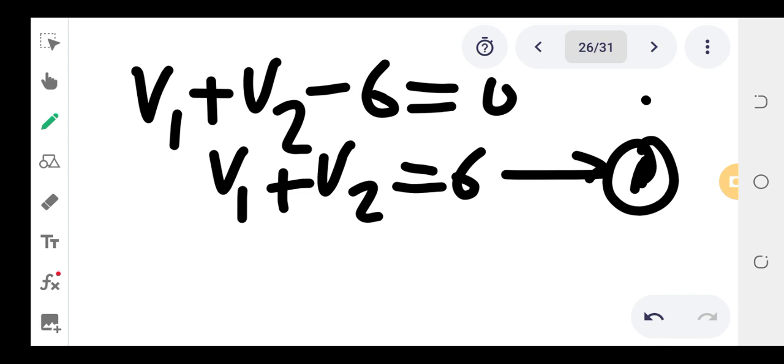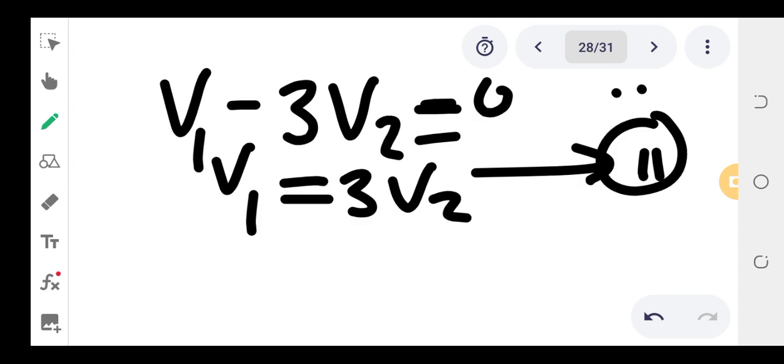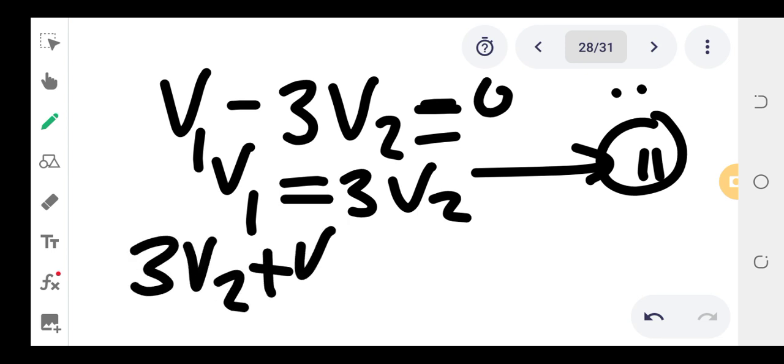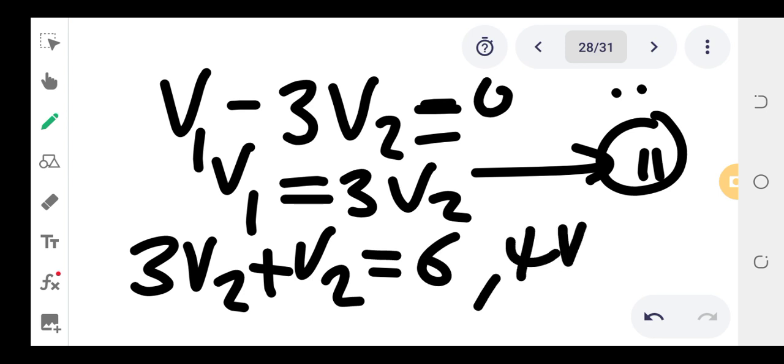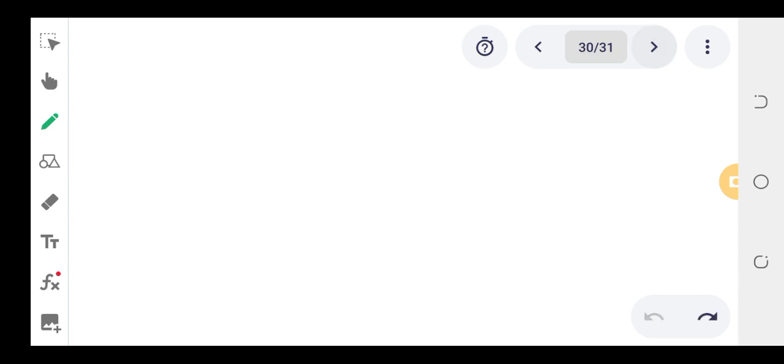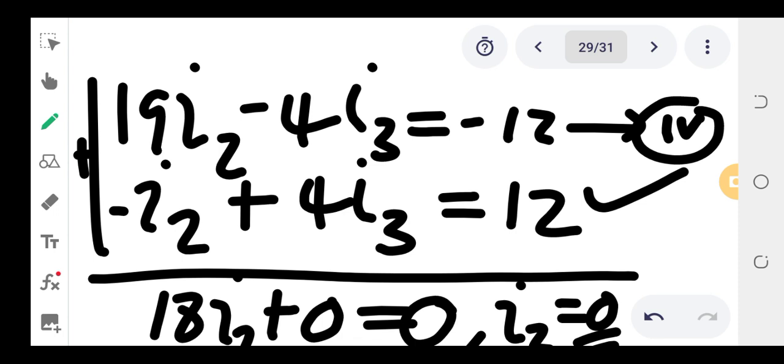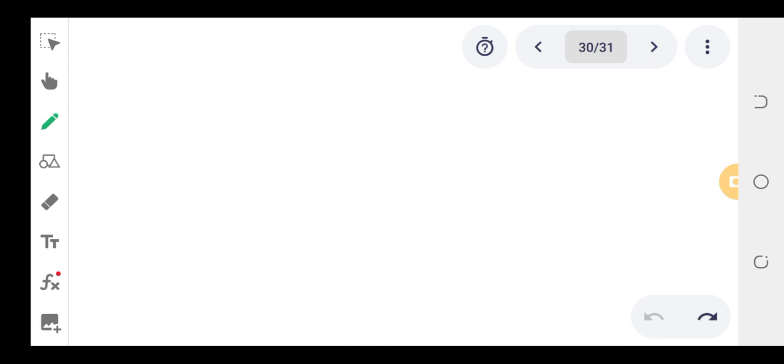Equation 1 is V1 plus V2 equals 6. So wherever there is V1, I'm going to put 3V2. So I've got 3V2 plus V2, and this is equal to 6. So I've got 4V2 equals 6. So what am I getting?